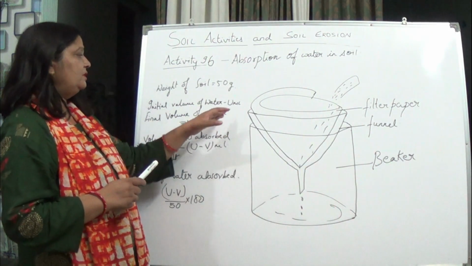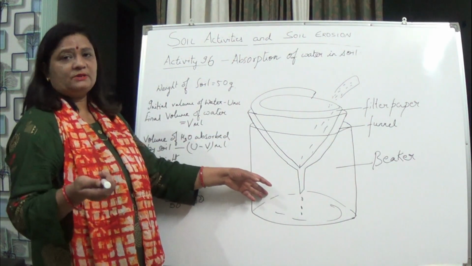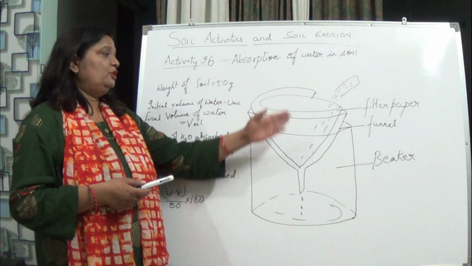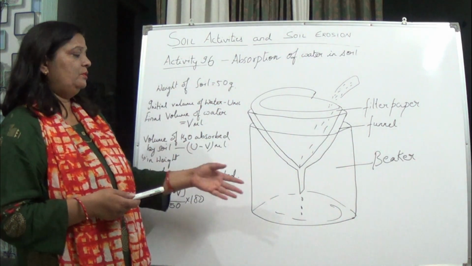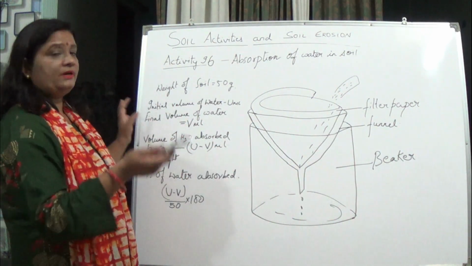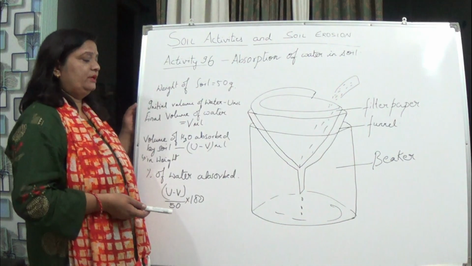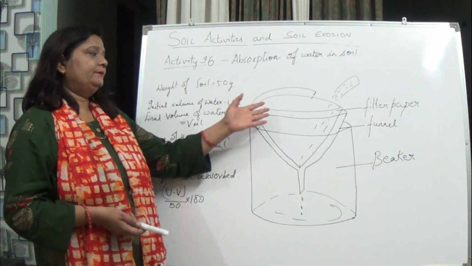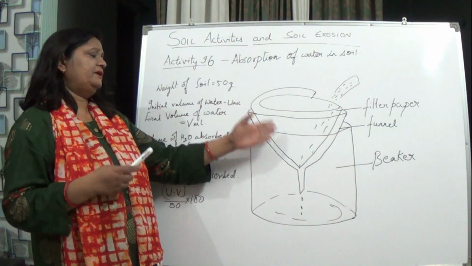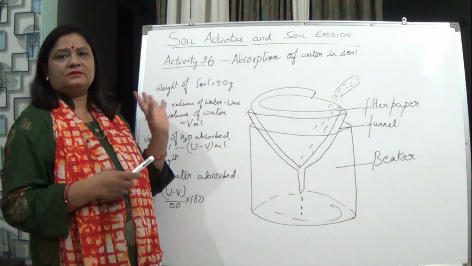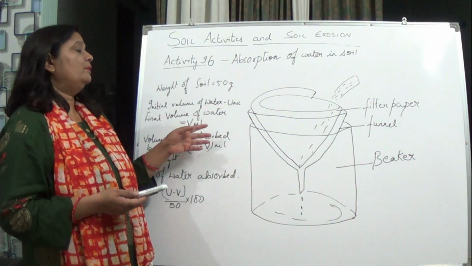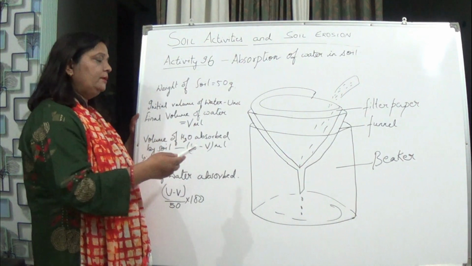So initially you have taken your volume, any specified volume which you have taken earlier also, and this is the final. You will be subtracting it, U minus V, and you will be getting the water which has been absorbed by the clay soil. The same will be repeated with the loamy soil also. In that also again add in the filter paper or any newspaper, in a cone shape, add it in the funnel and take that specified amount of loamy soil, that is 50 grams, and then just add the water.